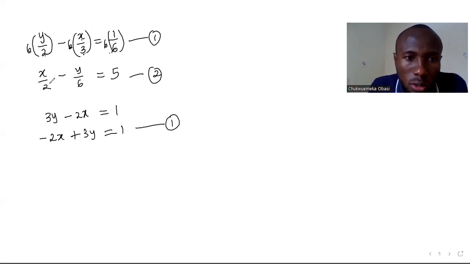Now let's go to equation 2. You do the same for equation 2. This is actually over 1. The LCM here is 6. So I would like to multiply everybody again by 6 and multiply here also by 6.